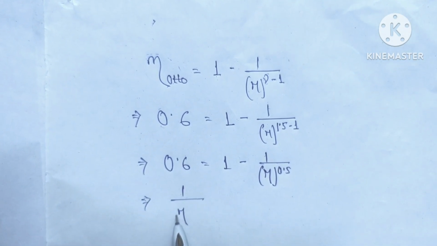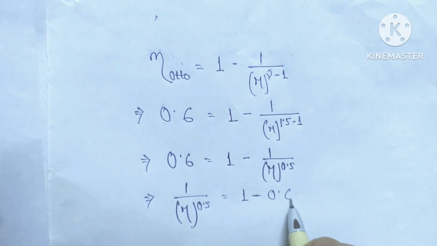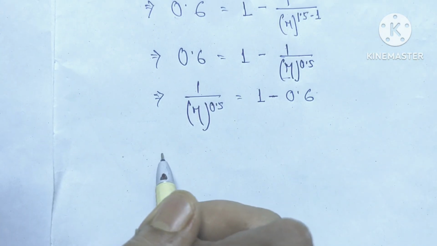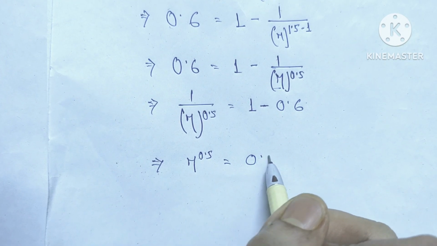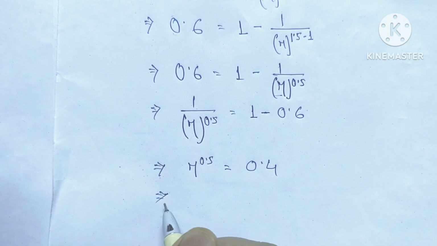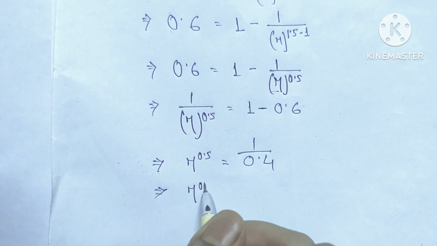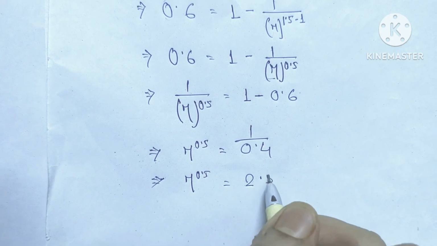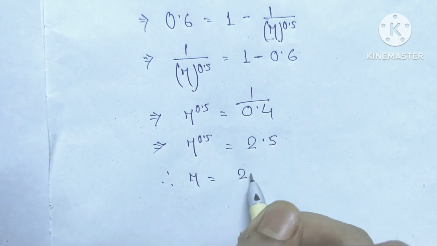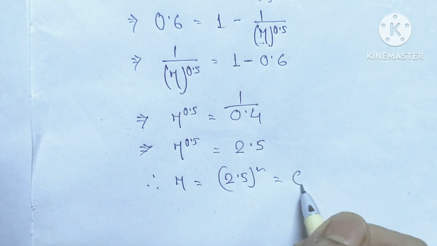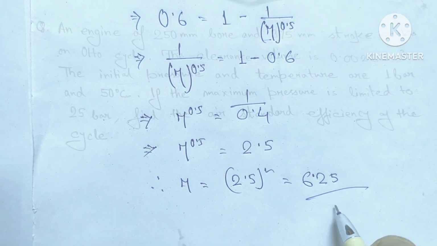Now 1 by R to the power 0.5 equals 1 minus 0.6, just changing the position of these two terms, that is R to the power 0.5 equals, sorry, it will be 1 by 0.4. R to the power 0.5 equals 1 by 0.4 means 2.5. Now this to the power 0.5 means root over, so therefore the value of R will be 2.5 squared, that is 25 squared is 625, and for the point it will be 6.25. So this is the value of the compression ratio.